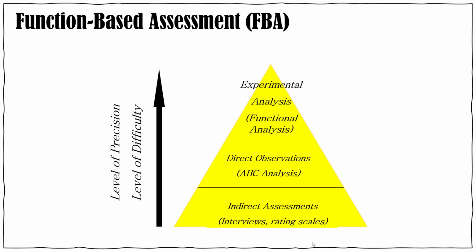So the next level up is what we call direct observations. And this is where you're going in there and actually directly observing the behavior. When you directly observe the behavior, we do what we call an ABC analysis. So we go in there, we observe the behavior, and we observe what's going on in the environment right before the behavior occurs and right after the behavior. And so we basically observe our ABCs of behavior, and that's why it's called an ABC analysis.